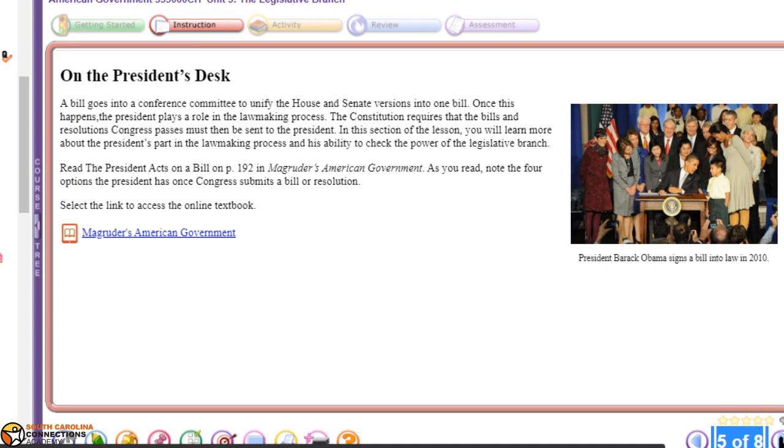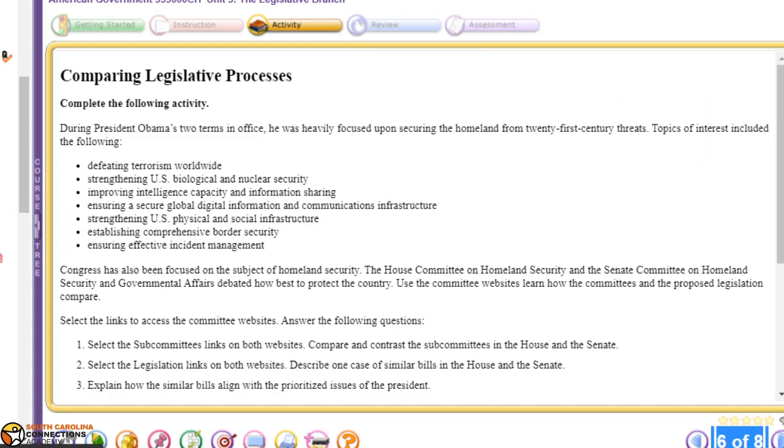On to the president's desk. A bill goes into conference committee to unify both the House and Senate versions. And once this happens, the president plays a role in the lawmaking process. The Constitution requires that the bills and resolutions Congress passes must then be sent to the president. In this section of the lesson, you will learn more about the president's part in the process and his ability to check the power. This is where you're going to learn more about the veto, more about the pocket veto. So go ahead and pause and read this and make sure you're taking notes on it.